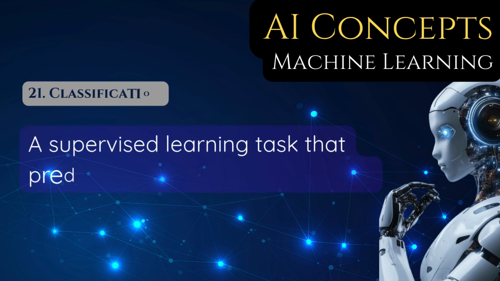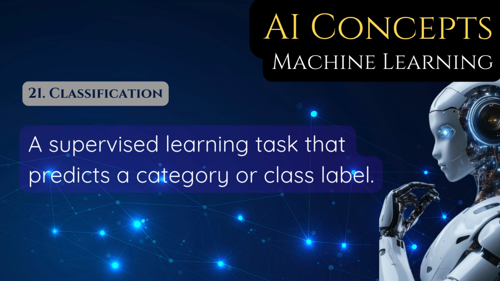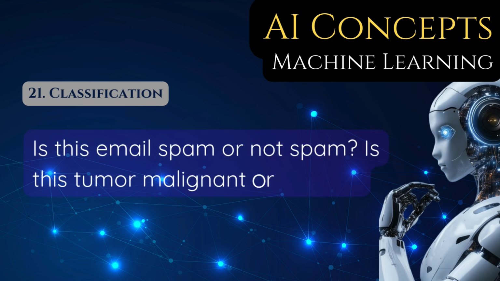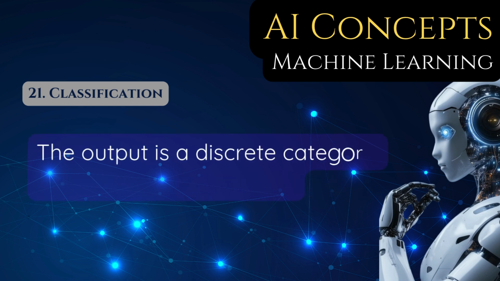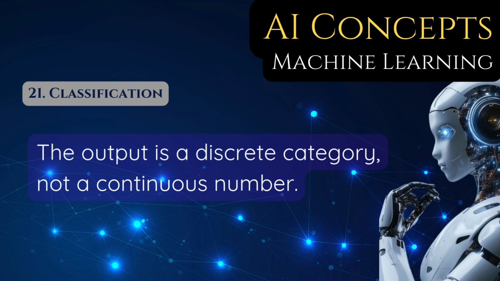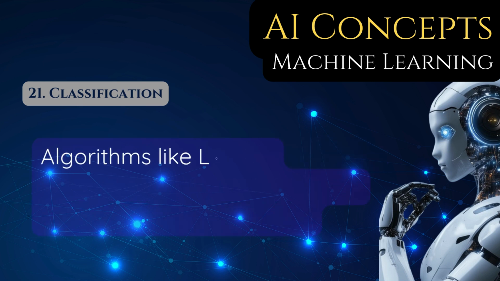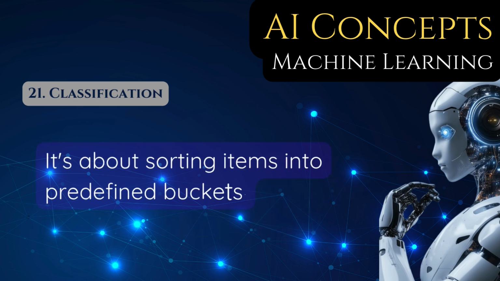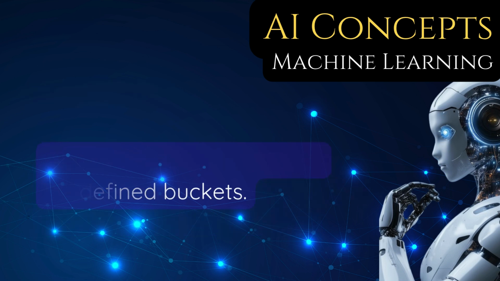21. Classification: a supervised learning task that predicts a category or class label. Is this email spam or not spam? Is this tumor malignant or benign? The output is a discrete category, not a continuous number. Algorithms like logistic regression and support vector machines are used for this. It's about sorting items into predefined buckets.